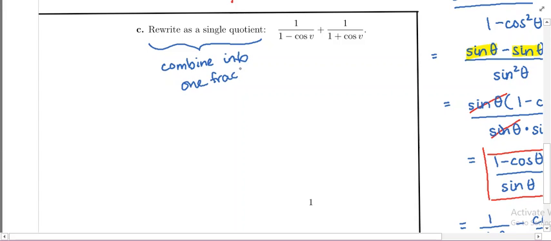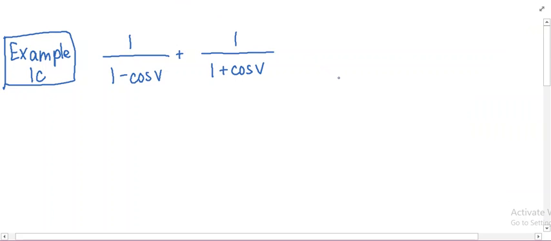I'm kind of out of room here, so I'm going to jump to the next page and start working this on the next page. Again, this is an expression. There is no equal sign, so you cannot do something like add something to both sides or manipulate both sides of the equation. You're just going to have to start working to take this expression and combine it into one.